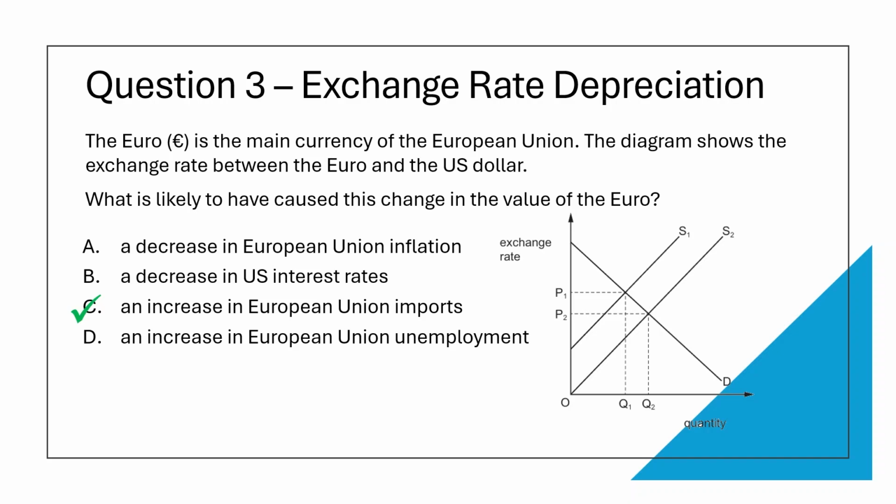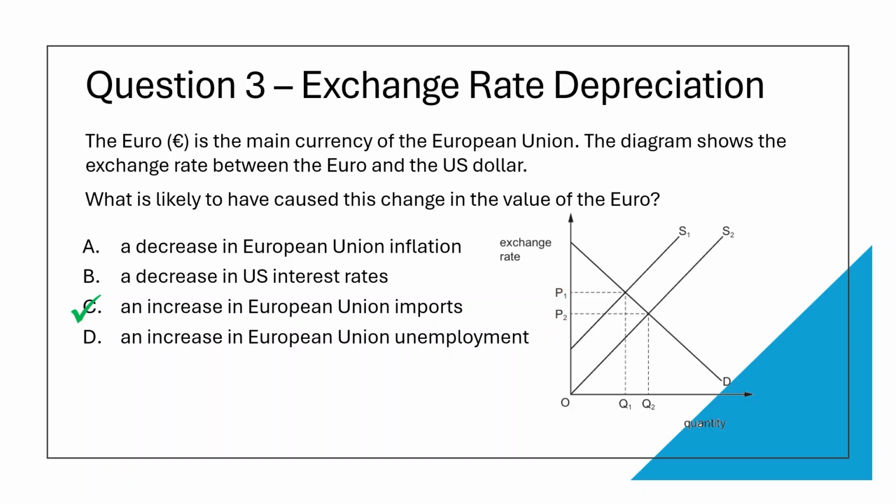Let's understand why. The diagram shows the supply of euros increasing, which causes the value of the euro to fall from S1 to S2. Supply has increased. When EU imports increase, people in the European Union now need foreign currency. So they sell euros to buy dollars. This increases the supply of euros, which will lead to a depreciation of the euro. It means the value of the euro currency has gone down.